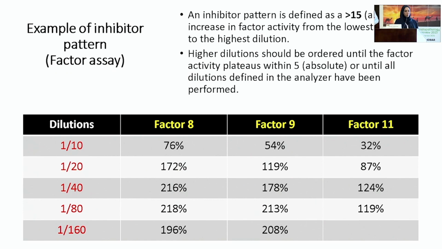This is an example of inhibitor pattern. An inhibitor pattern is defined as more than 15 absolute increase in factor activity from the lowest dilution to the highest dilution. Higher dilutions should be ordered until the factor activity plateaus within 5 absolute, or until all dilutions defined in the analyzers have been performed. So you basically see in factor 8, 9, and 11, every time you dilute, there are big jumps in factor activity. So this should point you towards this non-specific inhibitor pattern.